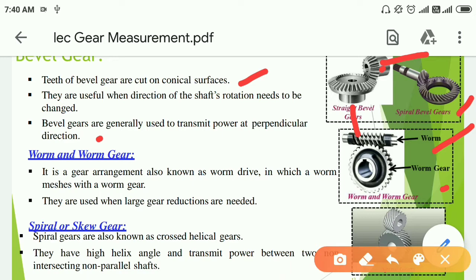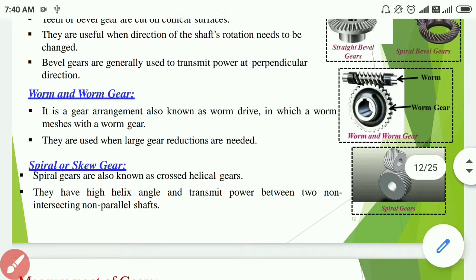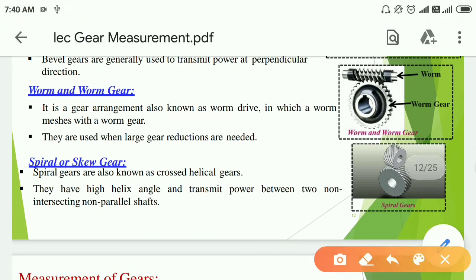Spiral or skew gears. Spiral gears are also known as cross helical gears. They have a high helix angle and transmit power between two non-intersecting and non-parallel shafts. Here it shows non-parallel and non-intersecting shafts.